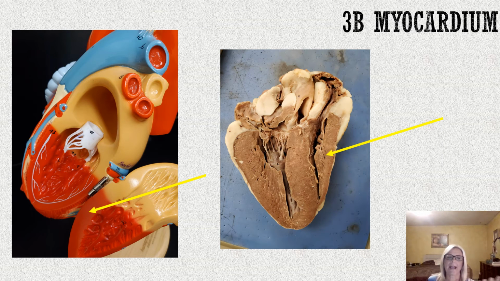All right, here's the myocardium. It is the middle layer, myo meaning muscle. Again, very hard to show on the model. So it's just kind of showing you and saying, hey, this is where the myocardium would be. Much better to see it over here on the actual heart. You can see that is the muscle tissue.